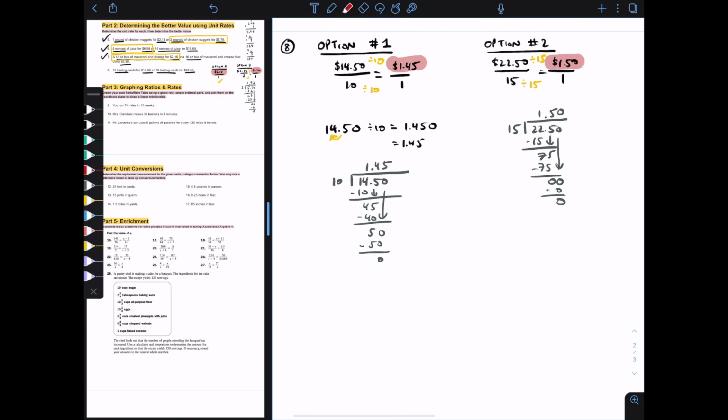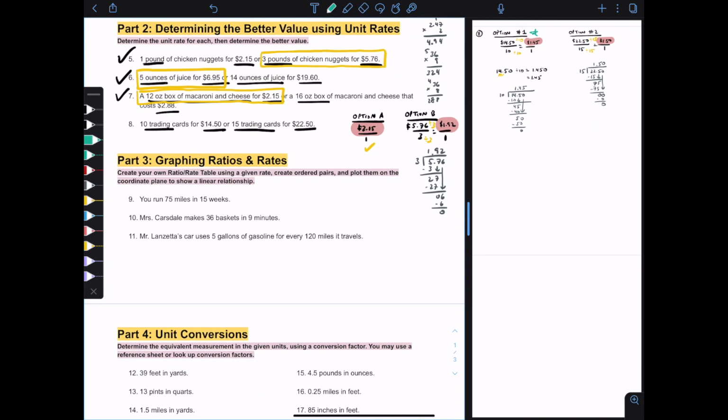Comparing that to $1.45, I think we know the better buy here happens to be option 1, right? So going back over here, if I were to choose, actually buying the lesser amount of trading cards happens to be a better deal in this case, right? You have to make sure you're not always saying the one that's more is always better. It's not always the case. You have to make sure you're comparing the unit price per one of them.